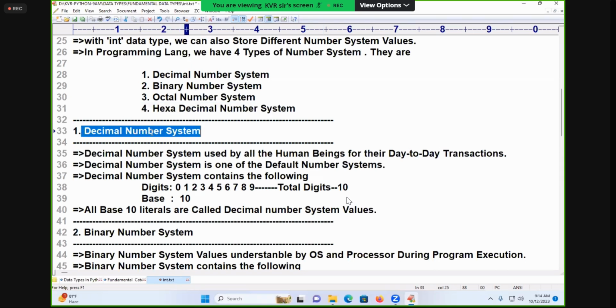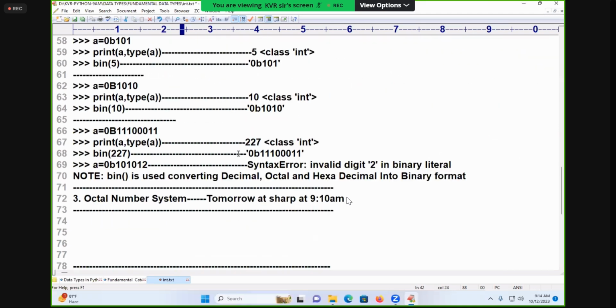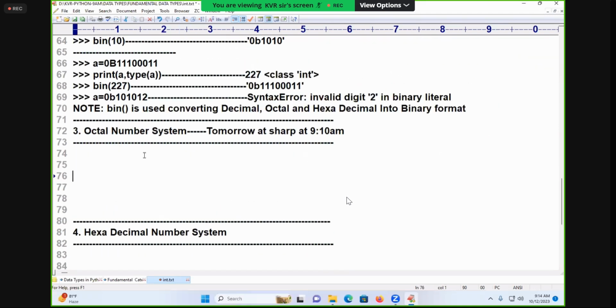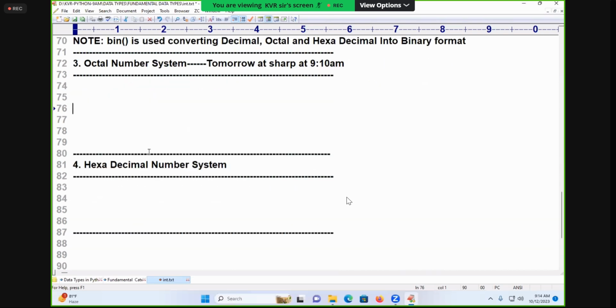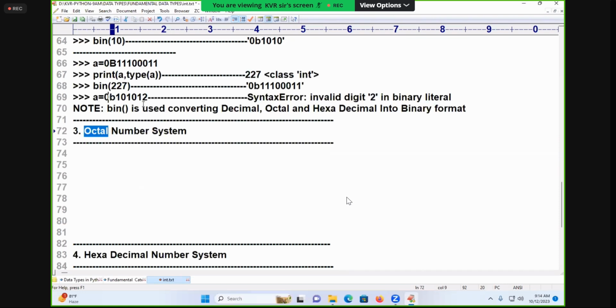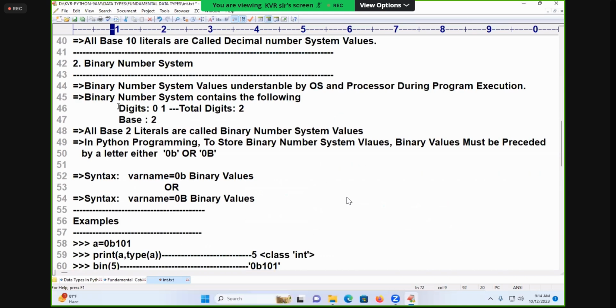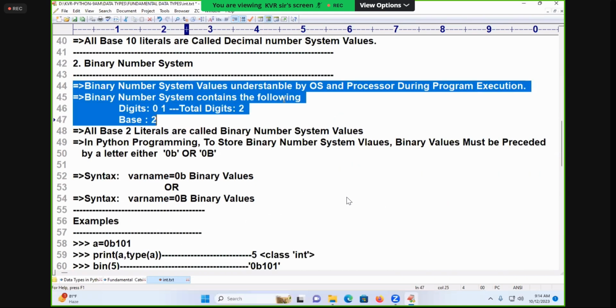Decimal number system completed. And the binary number system was also completed in the class. Now it is time to start with the octal number system. It's very simple, students. The name itself says octal. Octal indicates 8. So I'll write the same thing here.